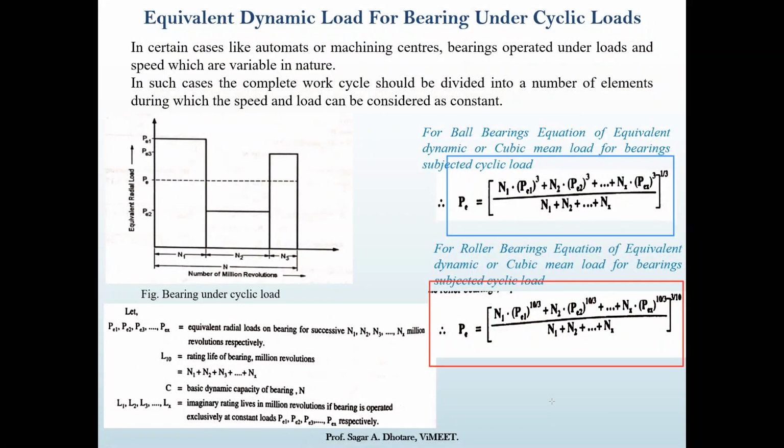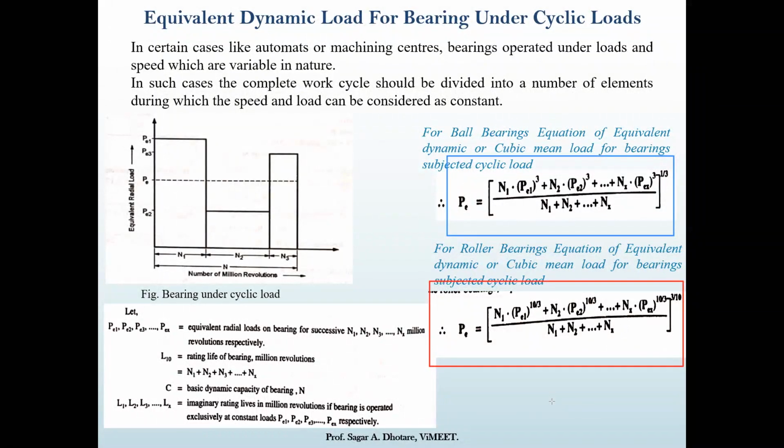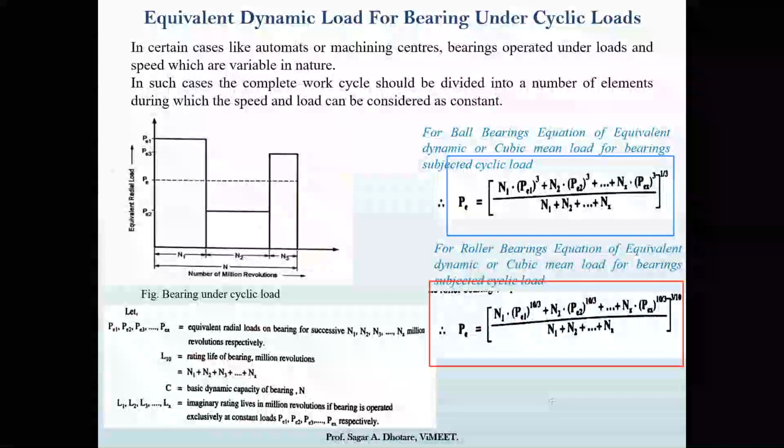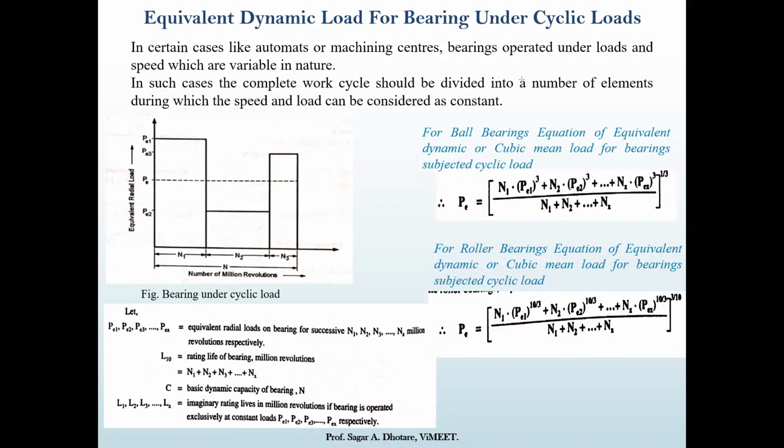If we are using the PSG design data book, the values are in kgf, so we need to consider this properly. Units should be equal. And L is the imaginary life in million revolutions if the bearing is operated exclusively at the constant loads of P1, P2 up to Pn. These equations we use when we face cyclic or multiple loads.